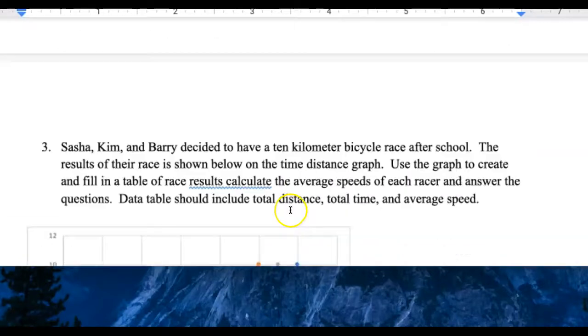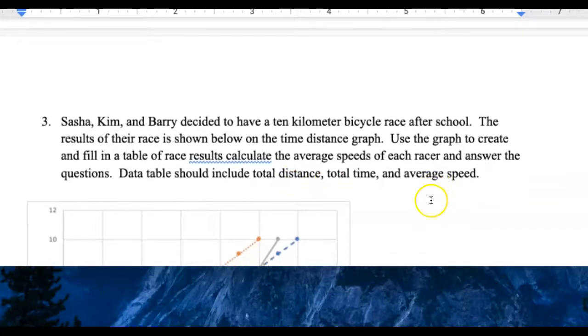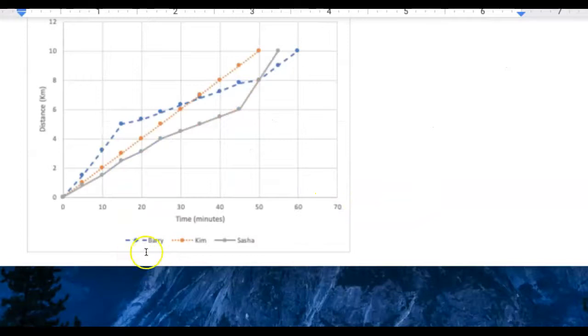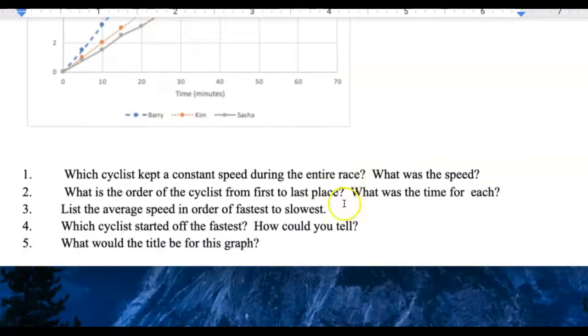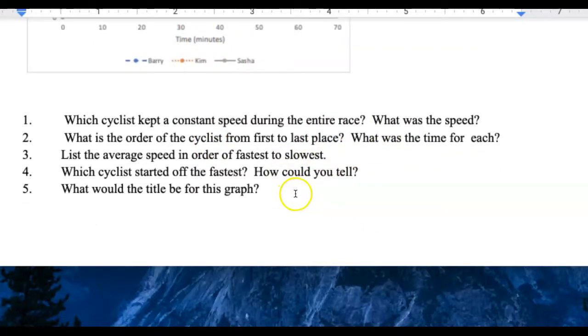Then go to number 3 here. We have 3 people who decide to have a bicycle race. And I'm showing you the information and I'm telling you which is which. You have Barry, Kim, and Sasha. All right. You need to answer these 5 questions to go with that. And some of them have a couple. So you're going to have to do a little bit of math and everything else to be able to identify what's going on.